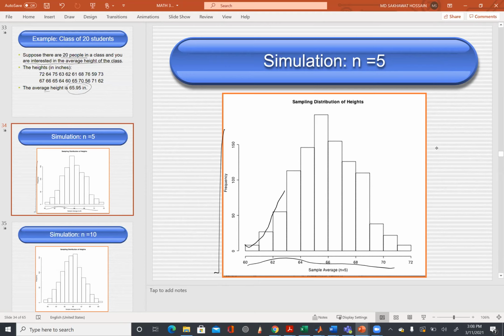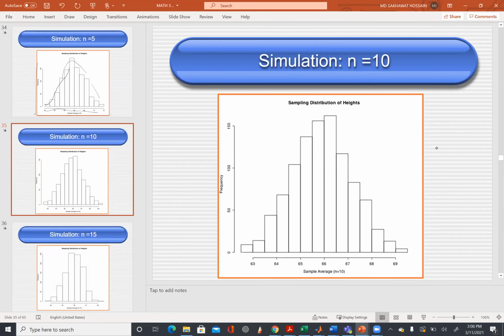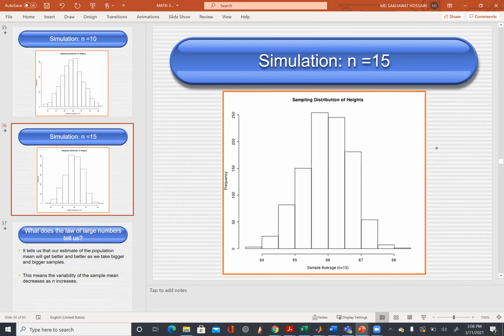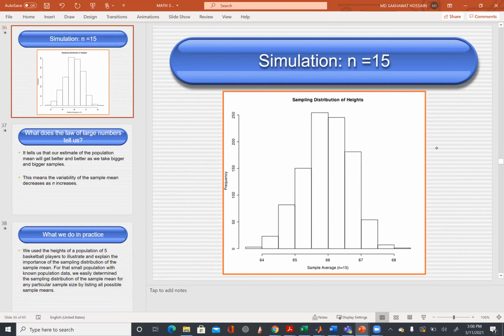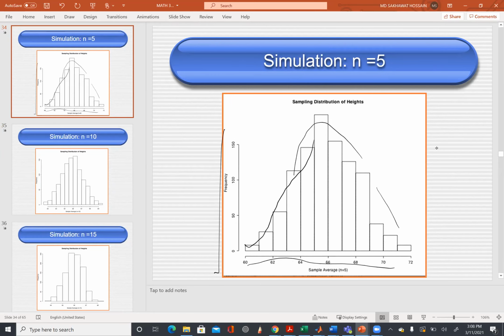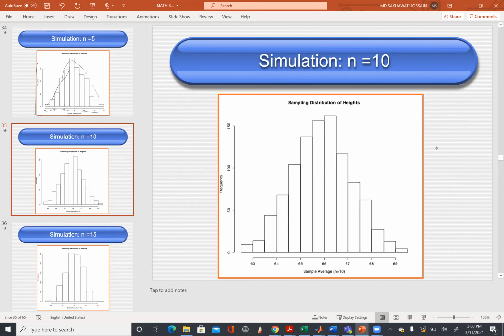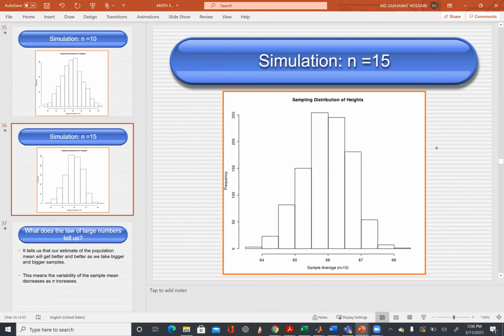Now the distribution is kind of bell shaped. This is for n equals 5. Now see when n equals 10 and when n equals 15. You can see when n is becoming larger, the distribution becomes more dense, more concentrated. This is for n equals 5, it is spread out more, and for n equals 10 the deviation is less. When it goes to 15, the deviation becomes even less.